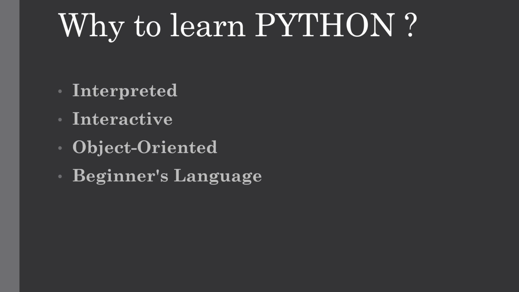The third one is it is an object-oriented language. Python supports object-oriented style or technique of programming that encapsulates code within objects. And the most important is Python is a beginner's language. Python is a great language for beginner level programmers and supports the development of a wide range of applications from simple text processing to games.